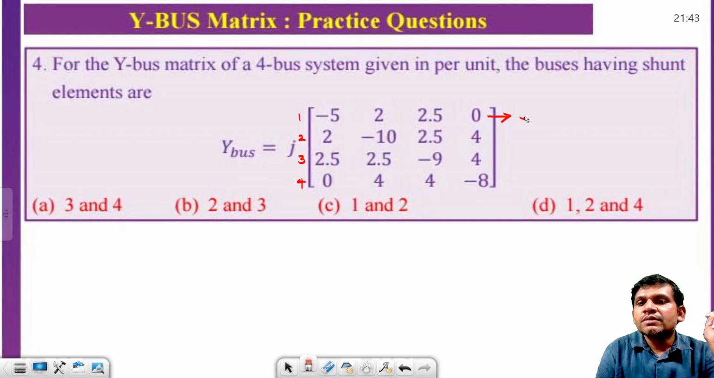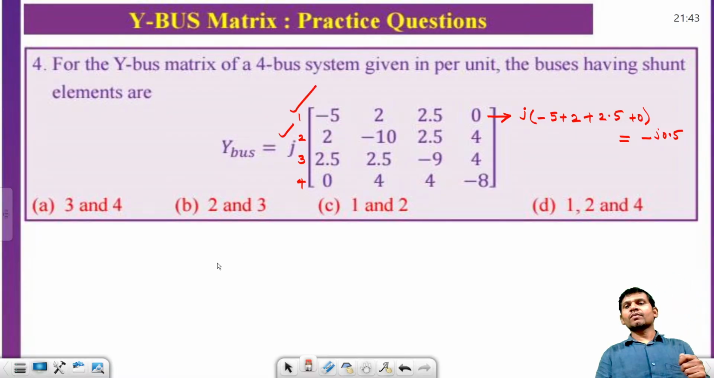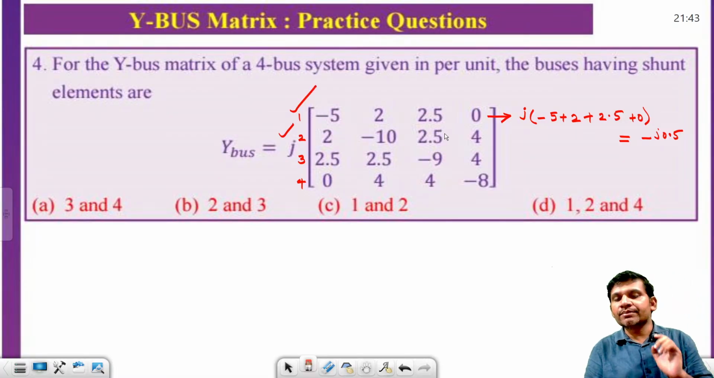Yes, friends. This is j. Annitiki j undi. J ichadu kada, annitiki j undi. Minus 5 plus 2 plus 2.5 plus 0. This is how much you can get. 4.5 minus j.5. అంటే this bus is having the shunt element. ఓకేనా? అంటే ఈ బస్ లో షంట్ ఎలిమెంట్ ఉంటుంది.